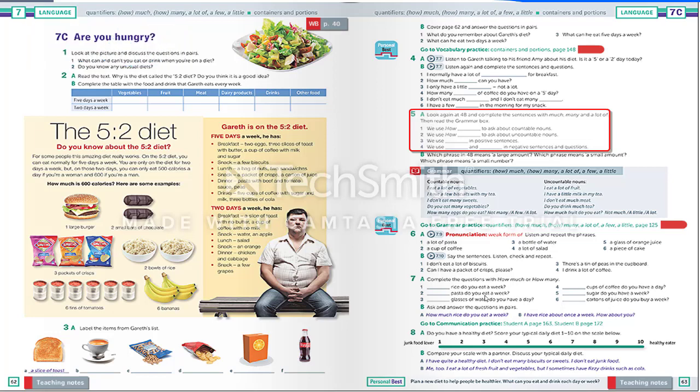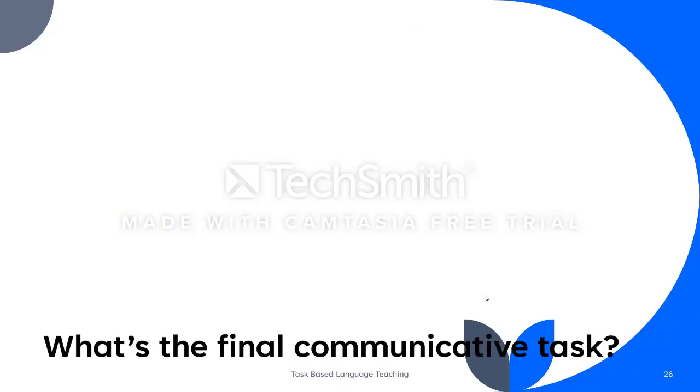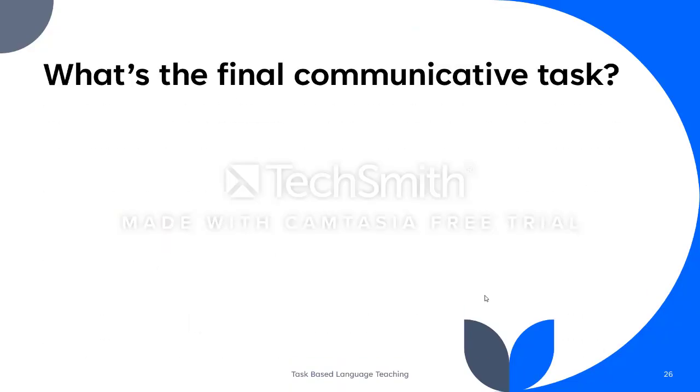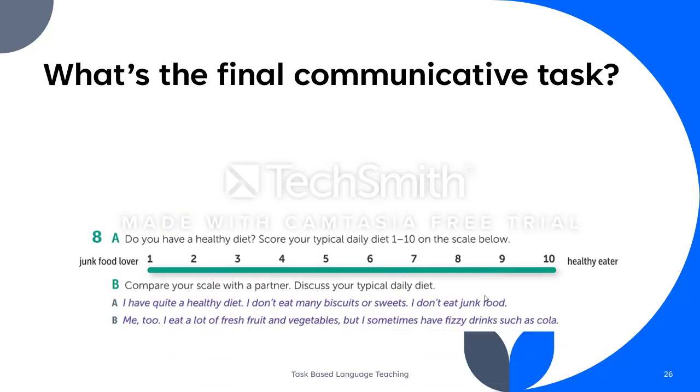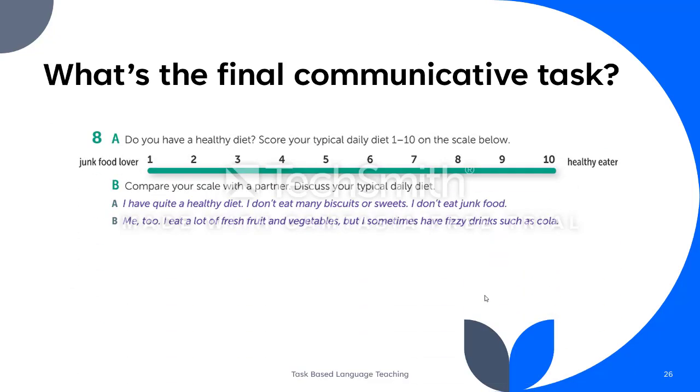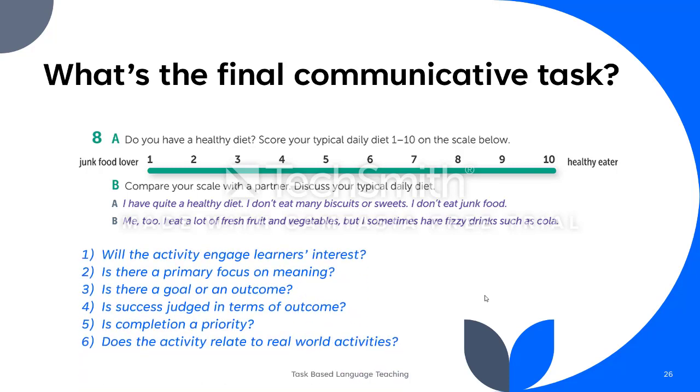Let's look at it together. The first thing to start with would be the task, since that makes the heart of the lesson. So this is the task that's given in the book. Let's try to apply the criteria to this task given in the book. I would say that we could answer yes to most of the questions here. However, I'm not sure whether success is judged in terms of outcome.